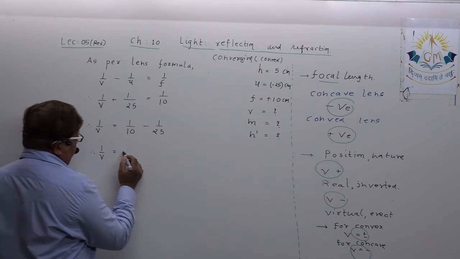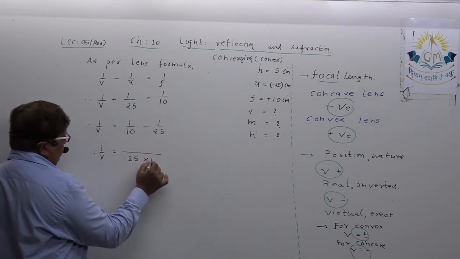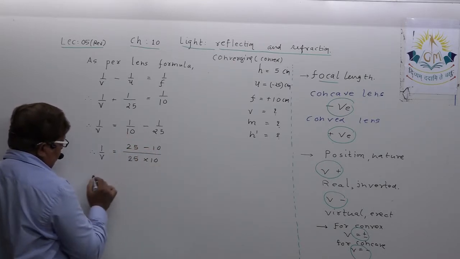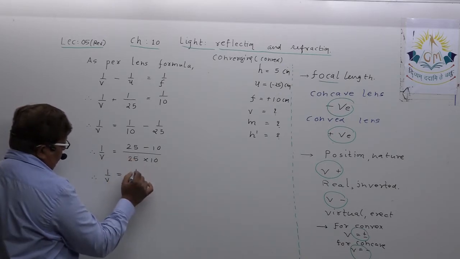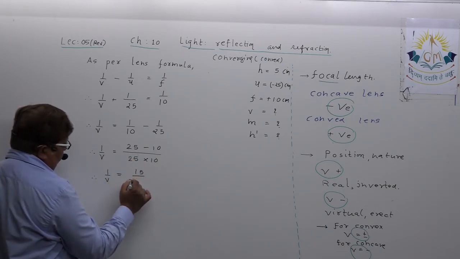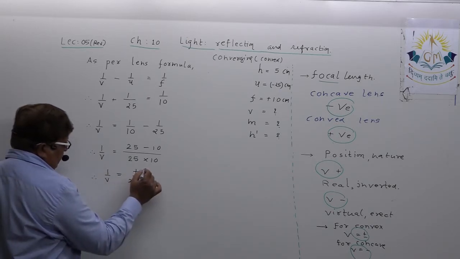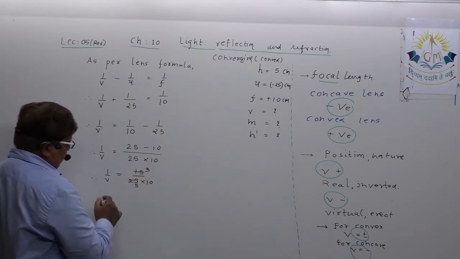Let us do it. It's a simple question of taking LCM, cross multiply. 1 upon v equals 16 upon 25 into 10. Cancellation: 5 3s are 15, 5 5s are 25. Okay.